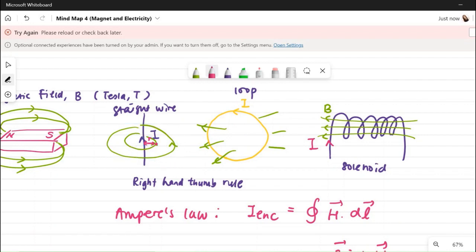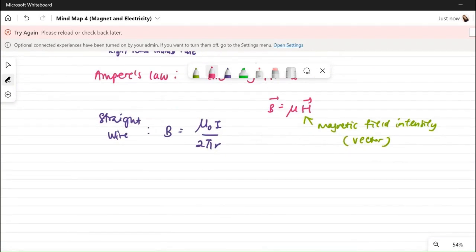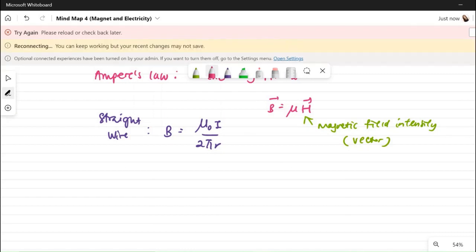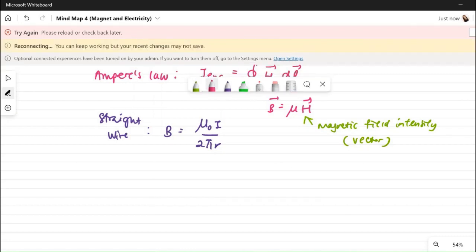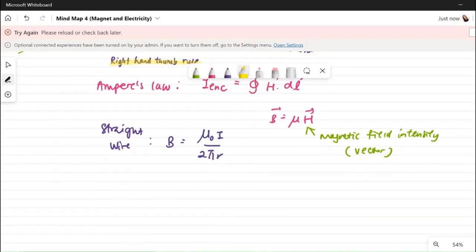Okay, for example, point X. We can use this formula to find the magnetic field at that particular point, which has a distance of r from the wire. For the direction of the magnetic field, you can use the right-hand thumb rule to determine it, because magnetic field is a vector quantity.